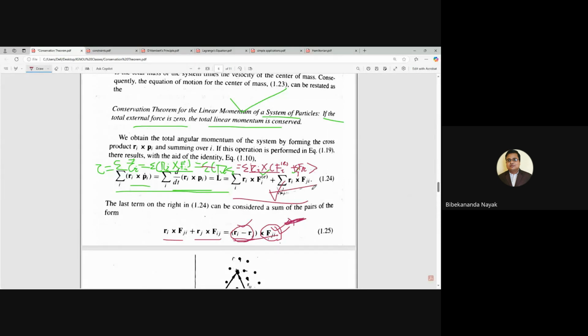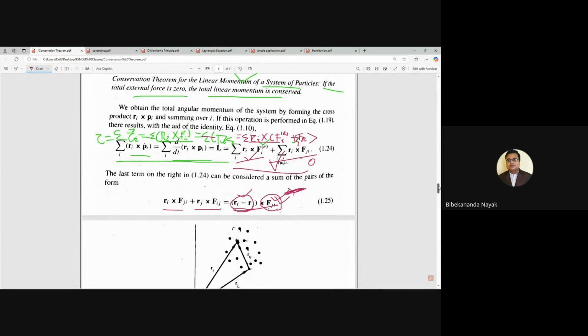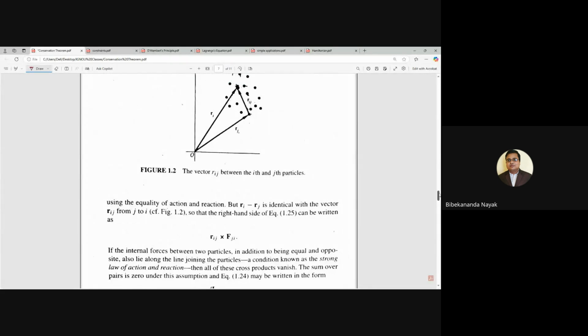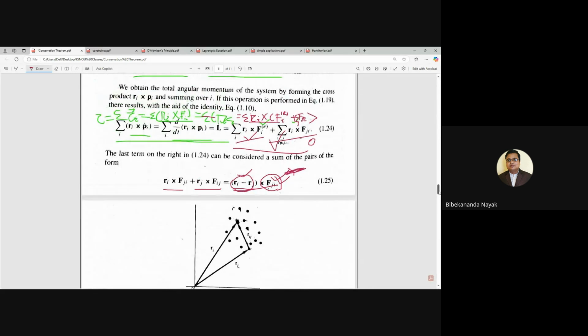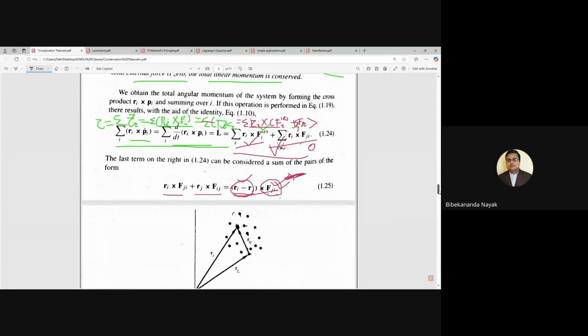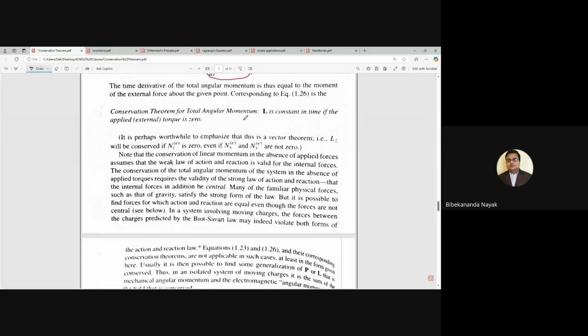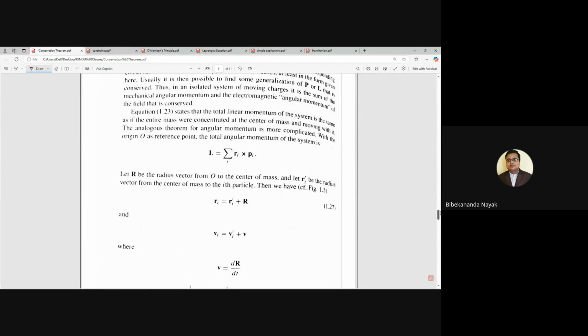So this term actually vanishes. Only the first term of the RHS remains as it is. r cross F is equal to torque. So we found r cross Fi is equal to torque, and dL/dt is equal to the net external torque. Similarly, what we do for a single particle, we can do for a system of particles. So it indicates that L is constant in time if the applied torque is 0. That is the conservation of angular momentum. Similarly, we can get the conservation of energy.